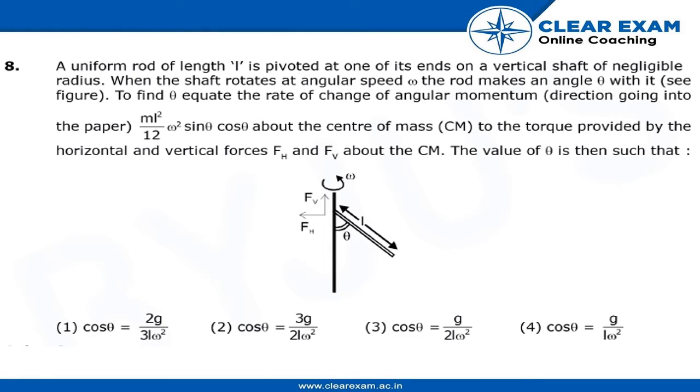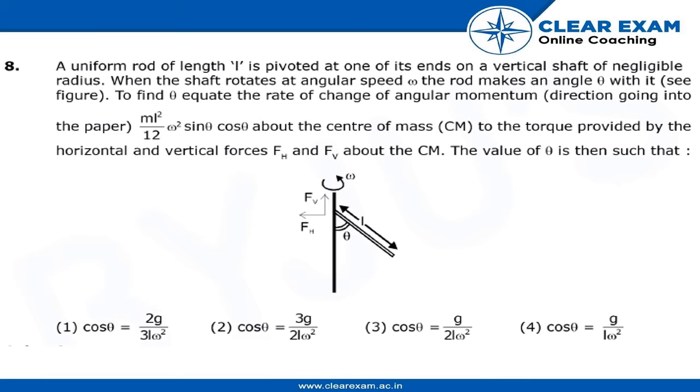Question 8. A uniform rod of length L is pivoted at one of its ends on a vertical shaft of negligible radius. When the shaft rotates at an angular speed omega, the rod makes an angle theta with it. To find theta, equate the rate of change of angular momentum, which would be ml square by 12 into omega square sine theta cos theta about the center of mass, to the torque provided by the horizontal and vertical forces Fh and Fv about the center of mass.